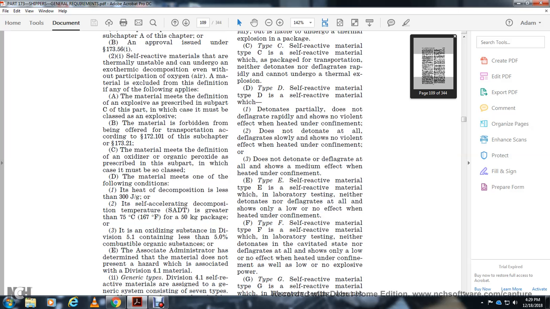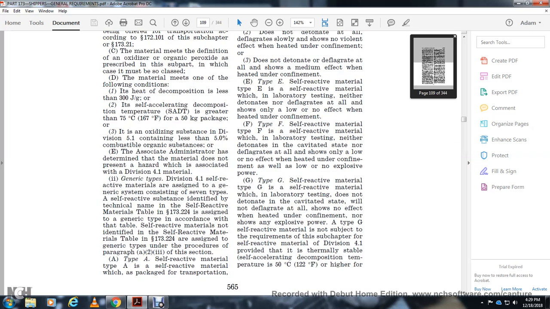Type F self-reactive type, which in laboratory testing either detonates in the cavitated state or deflagrates, but shows only low or no effect when heated under confinement, as well as low or no explosive power. Type G self-reactive type of material.